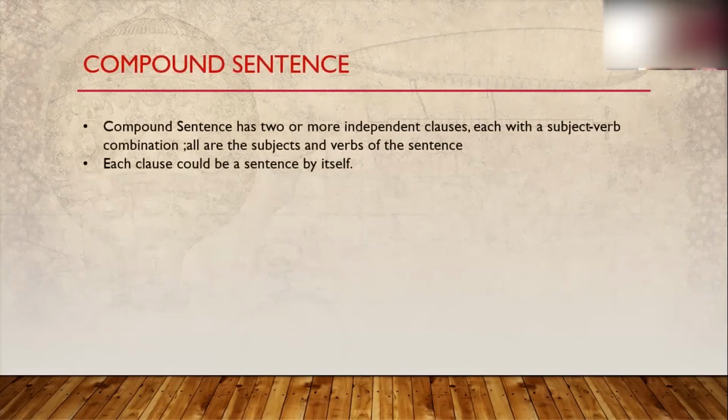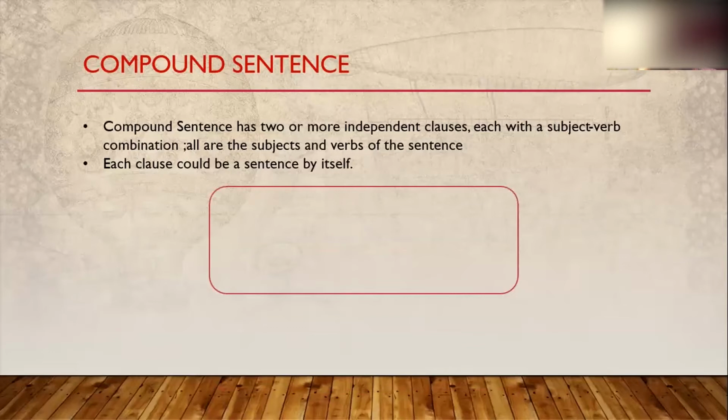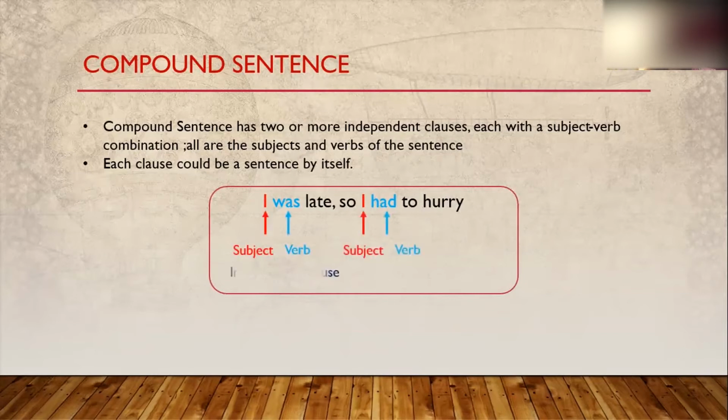Taking a look at the second type of sentence structure, known as compound sentence. A compound sentence basically has two or more independent clauses, each with a subject-verb combination. All are the subjects and verbs of the sentence. Each clause could be a sentence by itself. Another thing to note is that these clauses are joined by a conjunction.